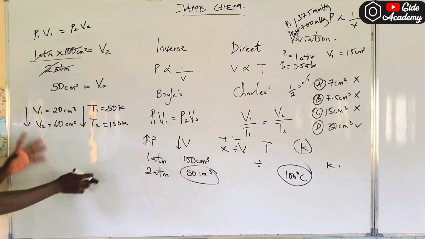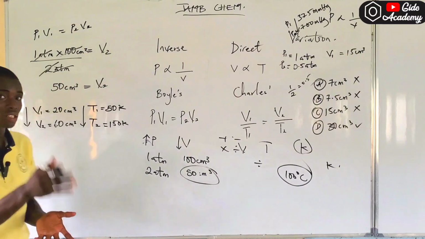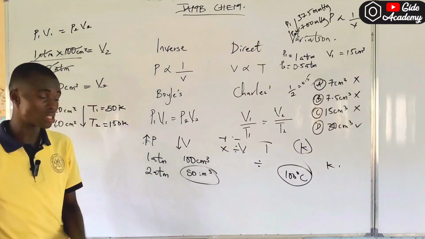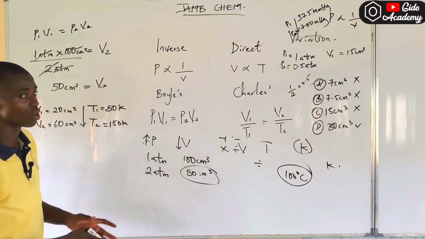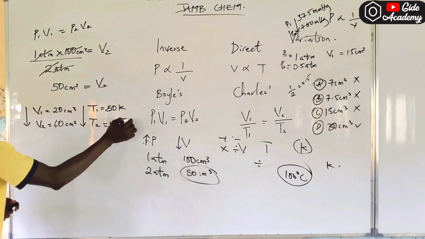So please take note. You don't really need to do all these manipulations, solving. Just take note. If one of them is increasing, the other one will as well increase. That's for Charles law. And for Boyle's law, when one increases, the other one will do what? Will decrease. So let us try this out to see if we can get the same answer.